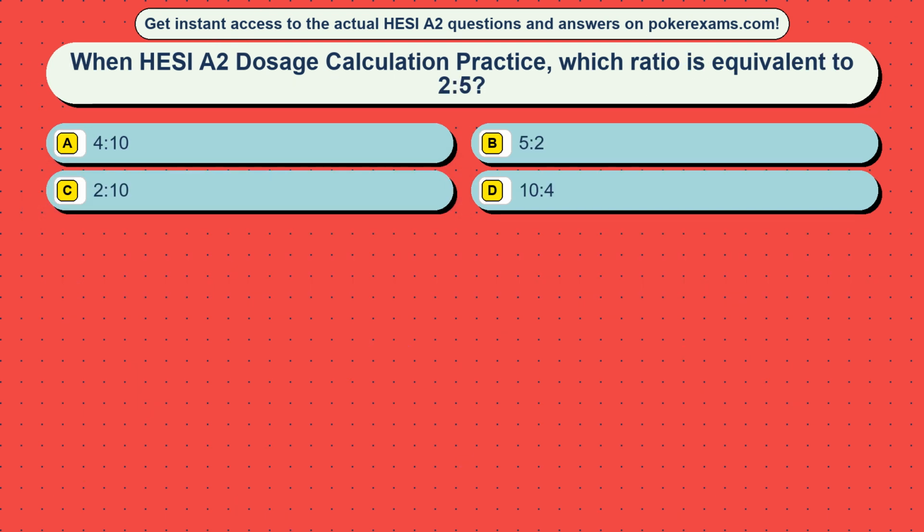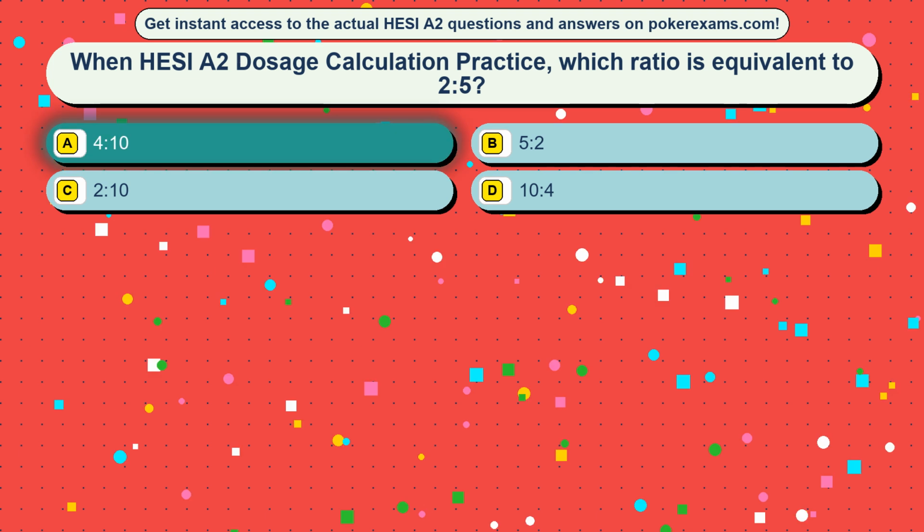Question 9. When HESI A2 dosage calculation practice, which ratio is equivalent to 2:5? Option A, 4:10. Option B, 5:2. Option C, 2:10. Option D, 10:4. The correct answer is option A, 4:10.